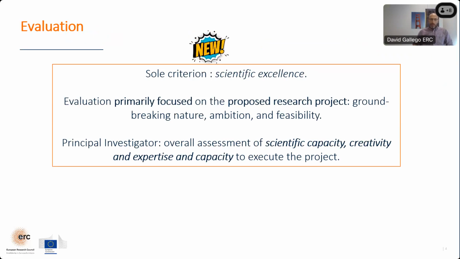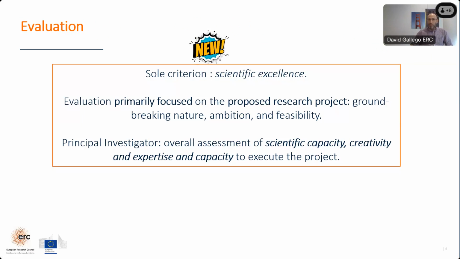This has already been mentioned by Ino, but I will refresh a little bit the novelties in the evaluation process. The ERC gives the only criterion of scientific excellence. We have removed the "high risk, high gain", but this is really a change of the words, but not of the concept. The risk can be interpreted differently, but the scientific risk is the novelty.